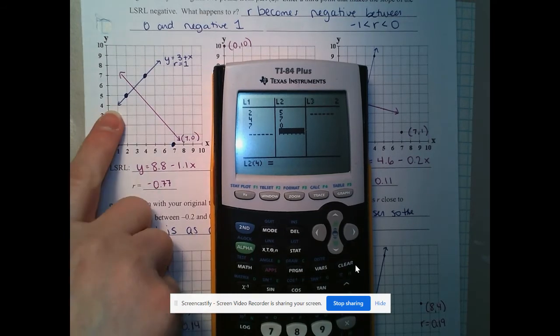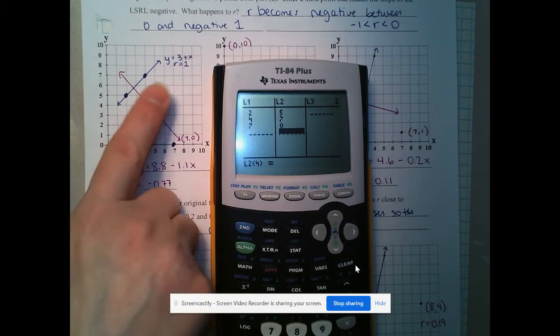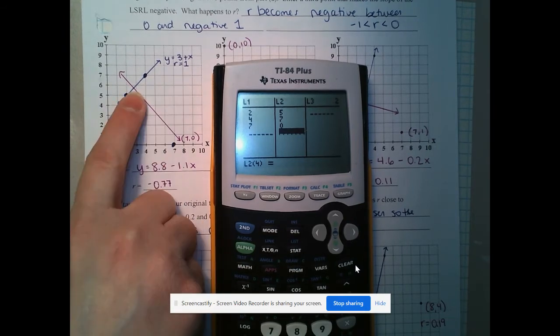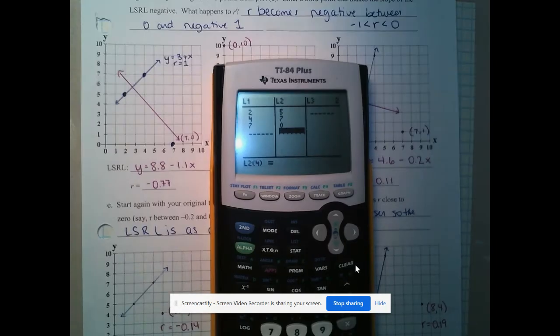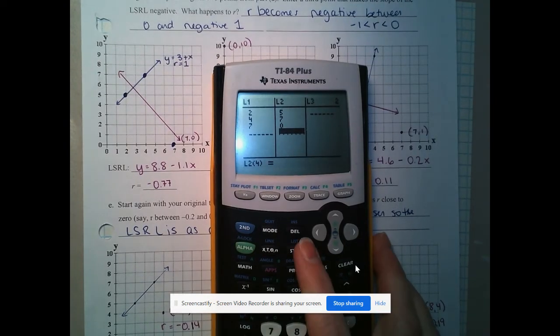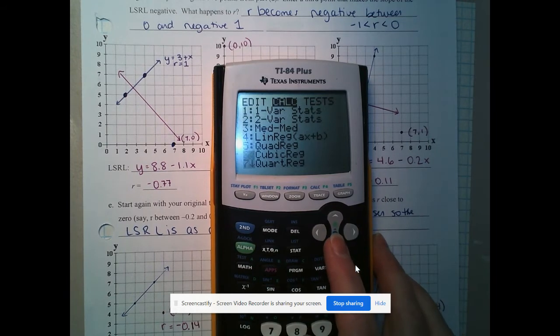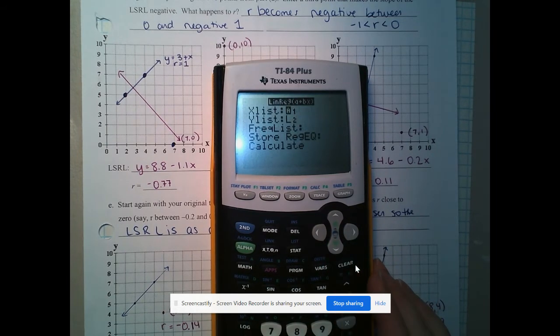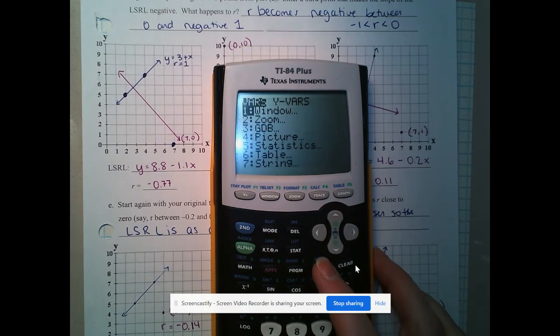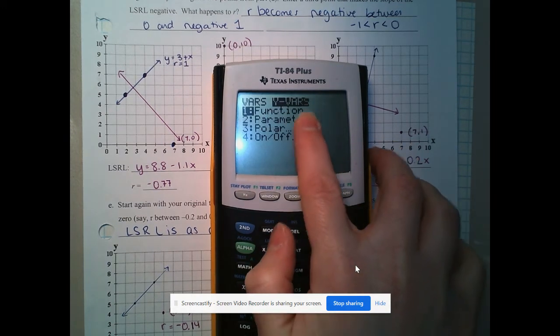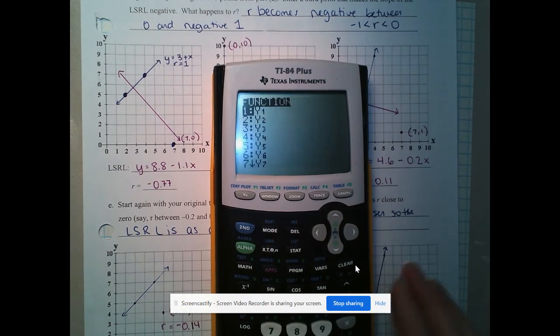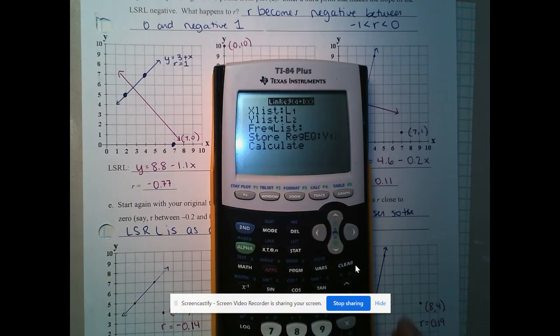So the original 2 points formed a straight line because any 2 points will form a straight line. Any 2 points will have a perfect R of 1, or an R of negative 1 if they happen to have a negative slope. So I'm going to do stat, calc. I'm going to go down to linear regression, and I'm going to ask it to store vars. I'm going to store it under y vars, and it's a function, so I'm going to hit enter, and y1, so I'm going to hit enter, and then I'm going to ask it to calculate.